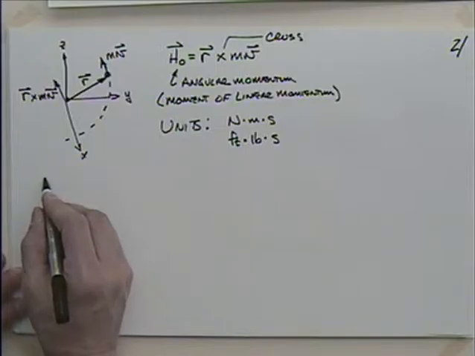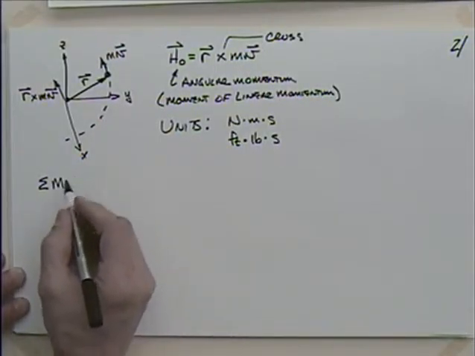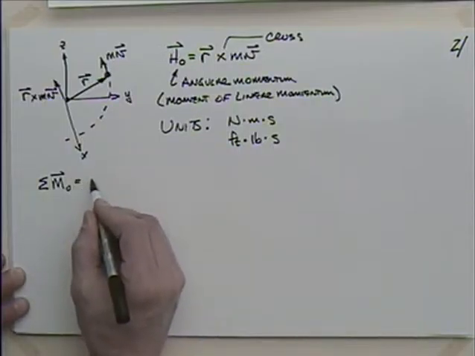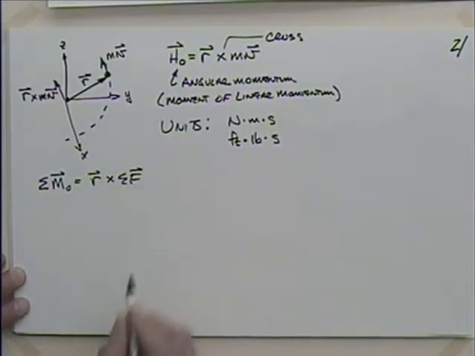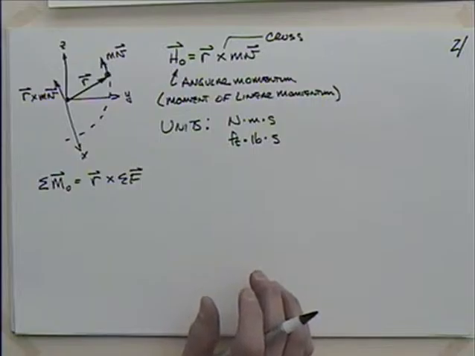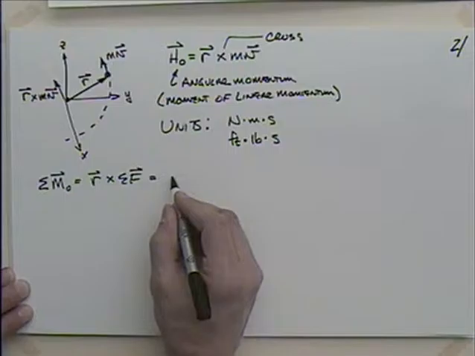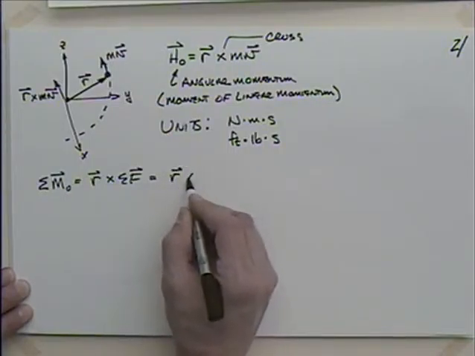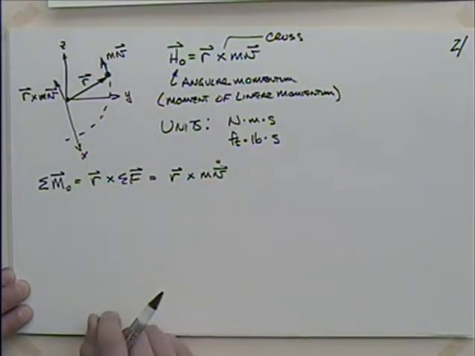Instead of summing the forces, I'm going to sum the moments. I could say the sum of the moments about a particular point is equal to r crossed with the sum of the forces. We've been through that before. Take the force and multiply it by the perpendicular distance or the component of the distance. And we can say this would be equal to r crossed with mv dot, making that substitution for F.